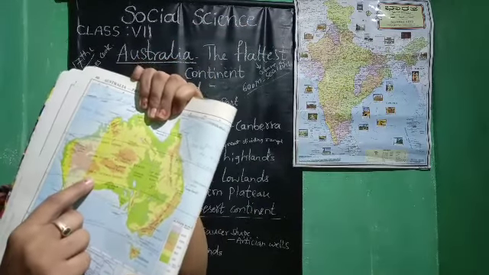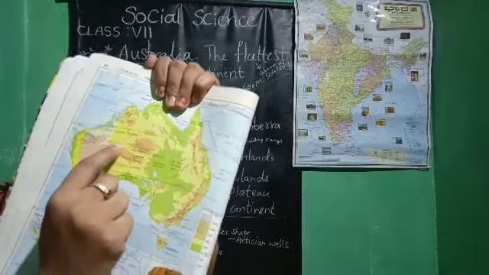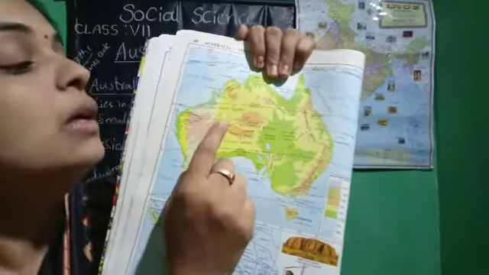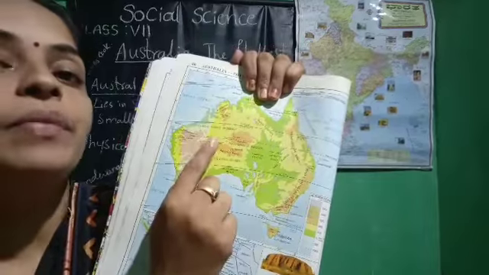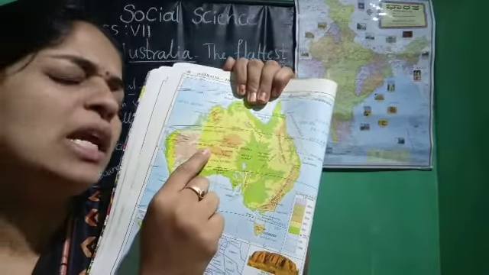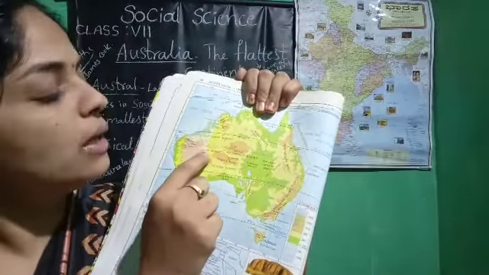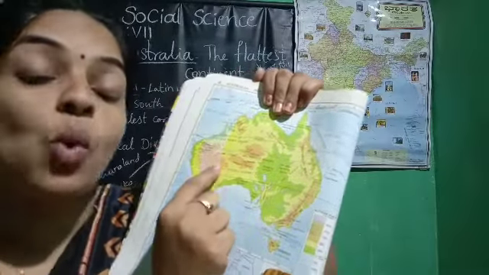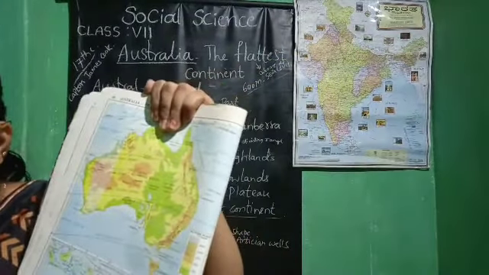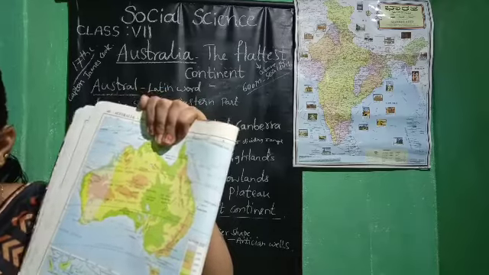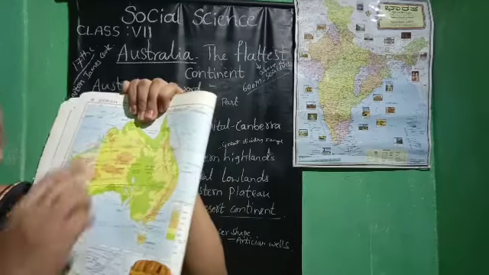And this Gibson Desert is as old as the Deccan Plateau in India. In India, the Deccan Plateau is a very ancient and the oldest plateau. Like that, this Gibson Desert is also a very old desert, children. Understood?